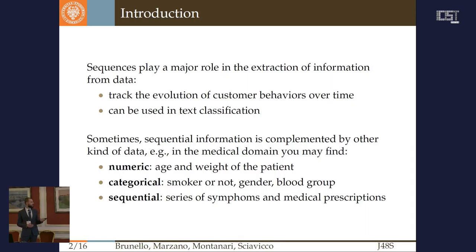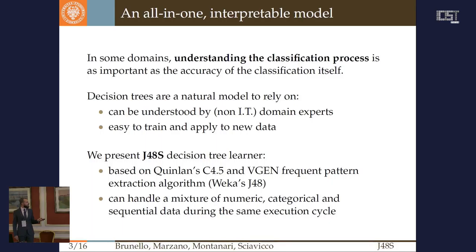Sometimes this sequential data is also complemented by other kinds of data. For example, in the medical domain, you may find a data set composed of numeric attributes, telling us, for example, the age and weight of a patient, some categorical attributes informing us whether he's a smoker or not, his gender, and so on. And finally, of course, sequences telling us a series of symptoms that the patient has suffered over time, or a series of medical prescriptions that the doctors have administered to him.